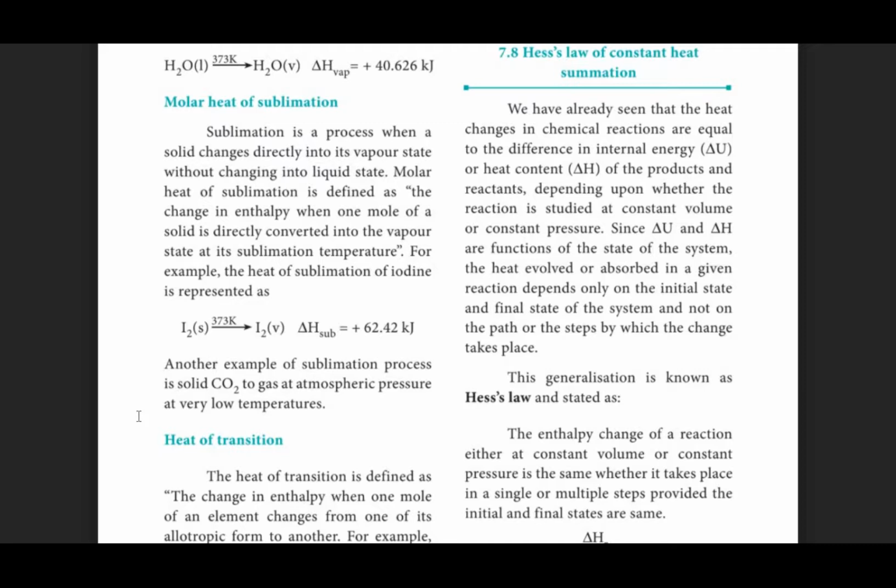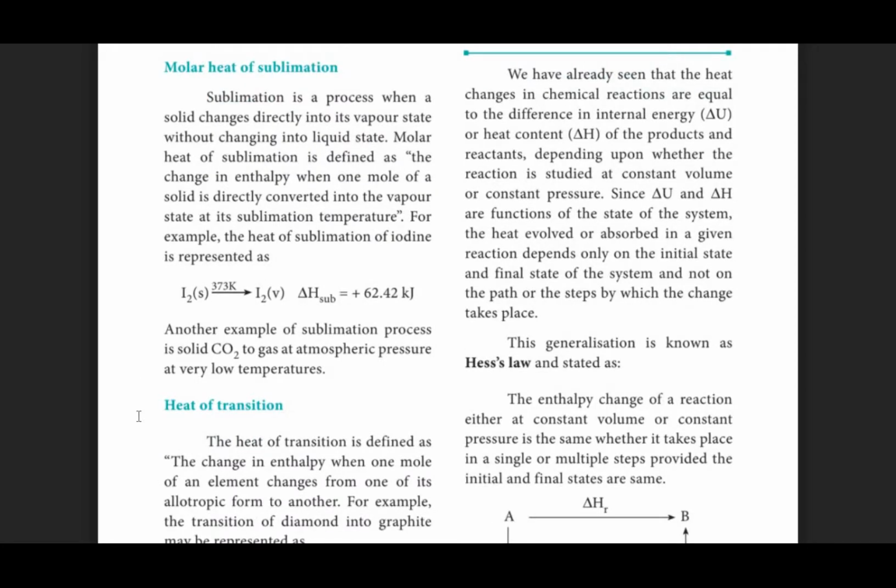We have already seen that the heat changes in the chemical reactions are equal to the differences in the internal energy, that is delta U, or the heat content, that is delta H, of the product and reactant, depending upon whether the reaction is studied at constant volume or at constant pressure. Since delta U and delta H are functions of the state of the system, the heat evolved or absorbed in a given reaction depends only on the initial state and the final state of the system, and not on the path or the steps by which the change takes place.